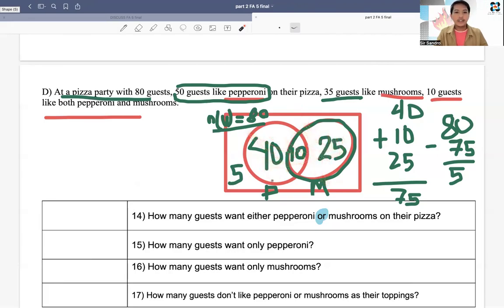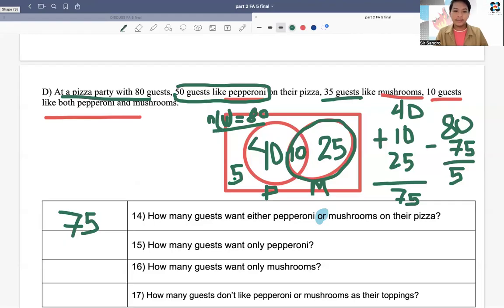This one. So that is 40 plus 10 plus 25. So 40, 60, 75. Okay, that's the answer for number 14. But there's actually a shorter way. That is just 80 minus 5. Right? 80 minus the complement of P union M. That is 5. So 80 minus 5 is 75.